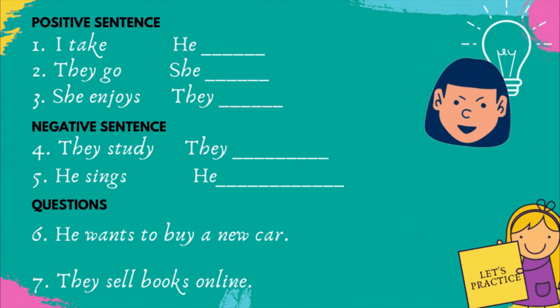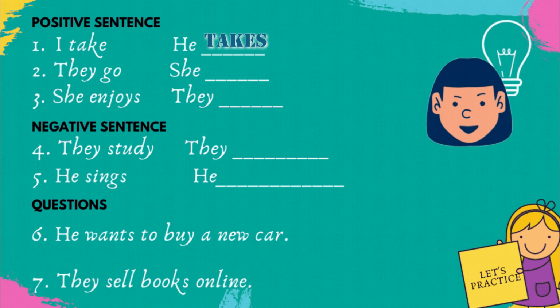Number 1. What would you say in present simple? I take, he, blank. I take, he takes. Very good. We just need to add the letter S in take because our subject is he, which is singular. Number 2. They go, she. What's the singular verb of go? She goes. Very good. Go is an irregular verb that we need to remember. They go, she goes.